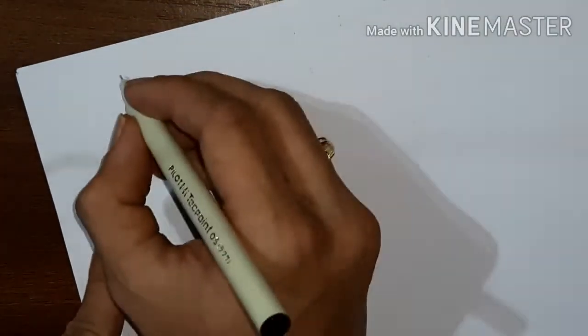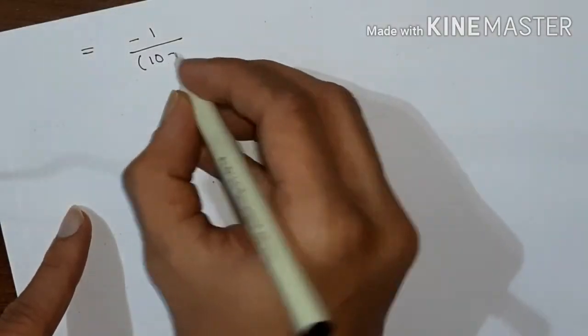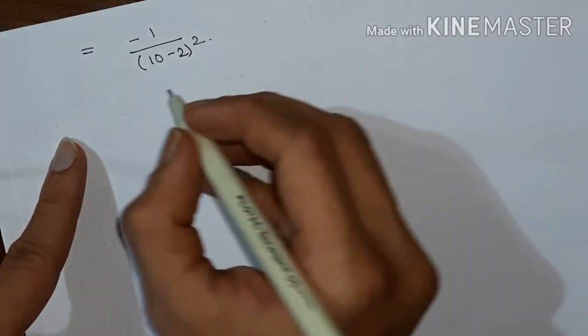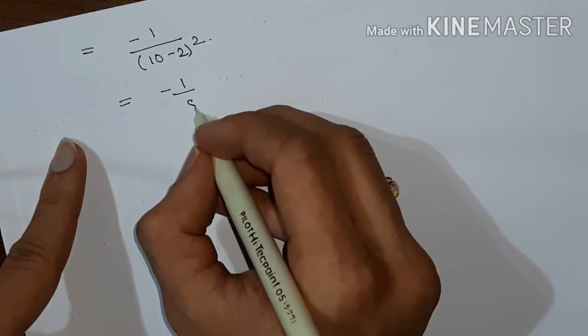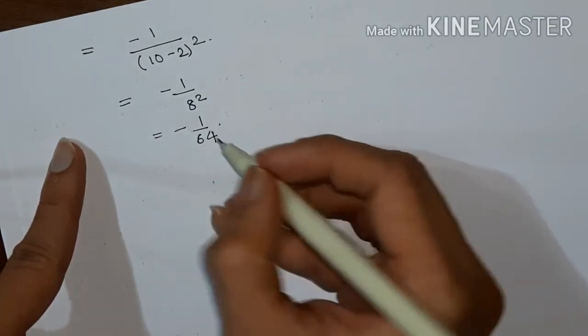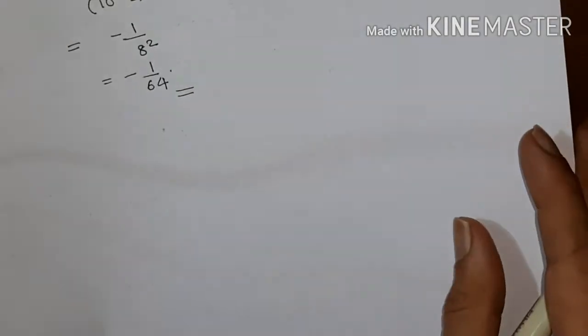So that is equal to minus 1 divided by (x minus 2) where x minus 2 will be 10 minus 2, because we have substituted x as 10, the whole square. So that is minus 1 divided by 8 square, that is minus 1 divided by 64. So that is the answer for the second problem.